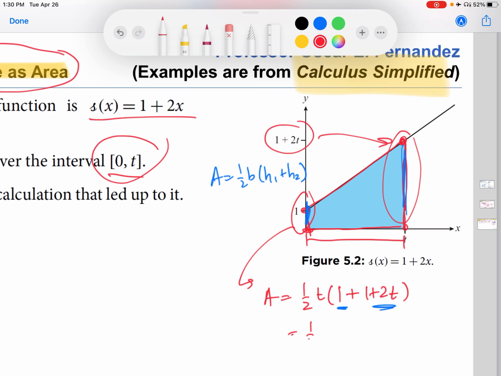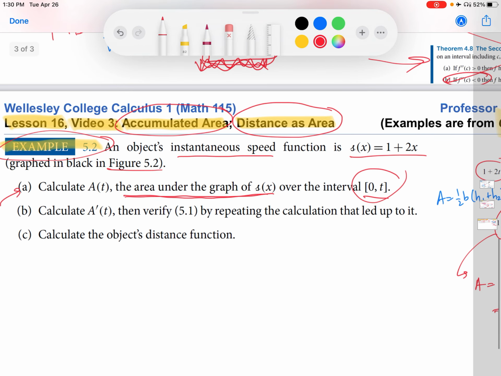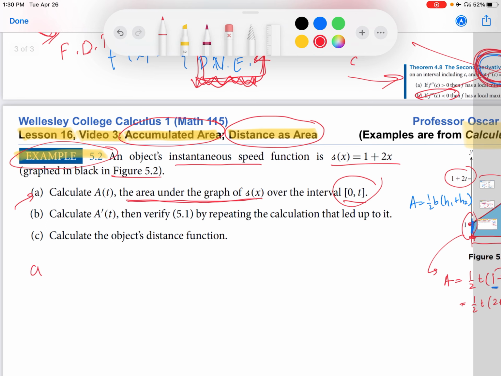So let's simplify this here. We get 1/2 t, and then add these. You get 2 plus 2t. Factor out the 2, 1/2 times t times 2 times 1 plus t, and then cancel out the 2's. So I get t plus t squared. So that's my A of t that I'm going to put over here for part A. A of t equals t plus t squared.